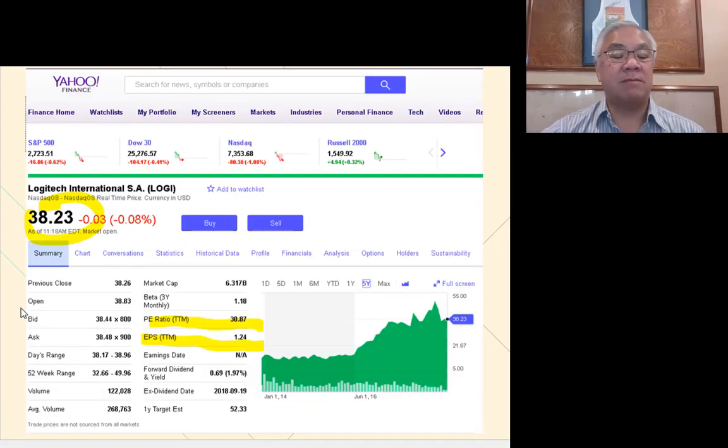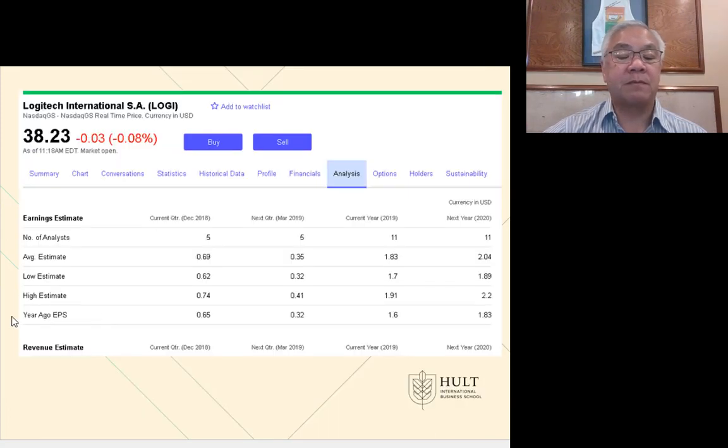Analysis. And I just clipped it here just so we can focus on the key parts. It will show that we have a number of analysts. Here there are 11 that are estimating the current year. The average estimate of EPS is $1.83 with a low of 1.7 and a high of 1.91. So it's not exactly a high variation. So there's not a lot of controversy about Logitech and where it's going. And a year ago it was $1.60. So you could see that in general, analysts are believing that Logitech is going to improve in the coming year.